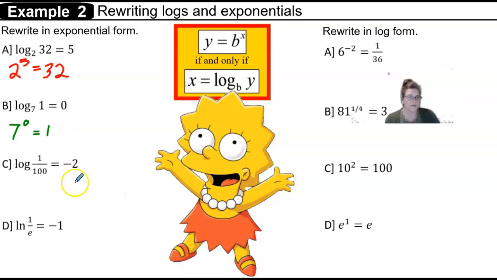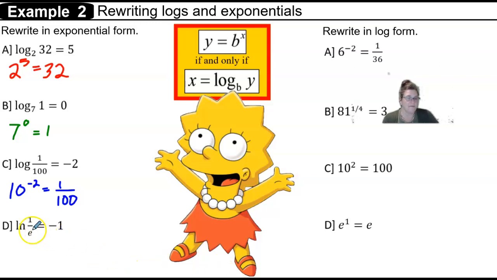Then in example C, the log, there's no base written, so that's a common log, log base 10 of 1 over 100 equals -2. So my base of the common log is 10. The answer is the exponent, so 10 to the -2. And then that equals the argument of the log, which is 1 over 100. And 10 to the -2 does in fact equal 1 over 100.